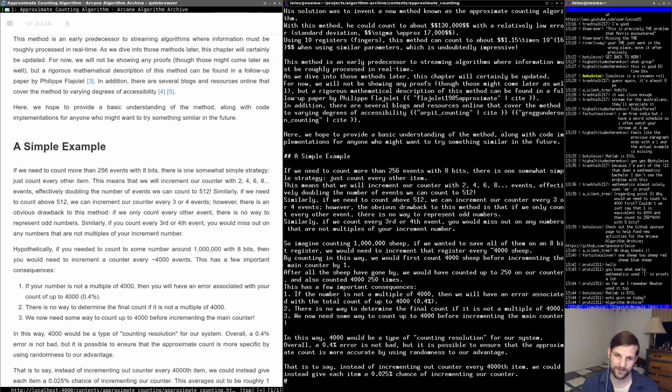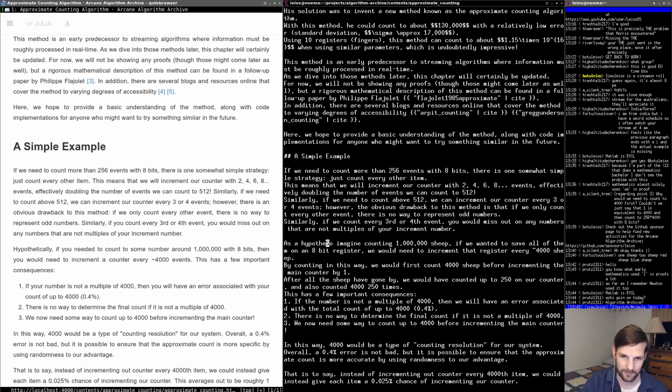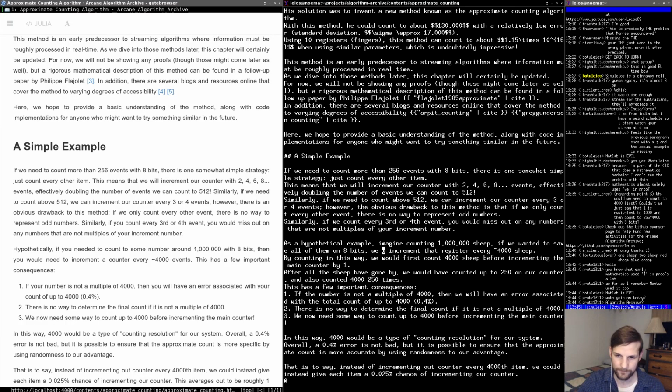So imagine counting. Okay, so as a hypothetical example, imagine counting 1 million sheep. If we wanted to save all of them on an 8-bit register, with 8 bits is what I'm going to say, we would need to increment, we could increment that register, increment our main count.